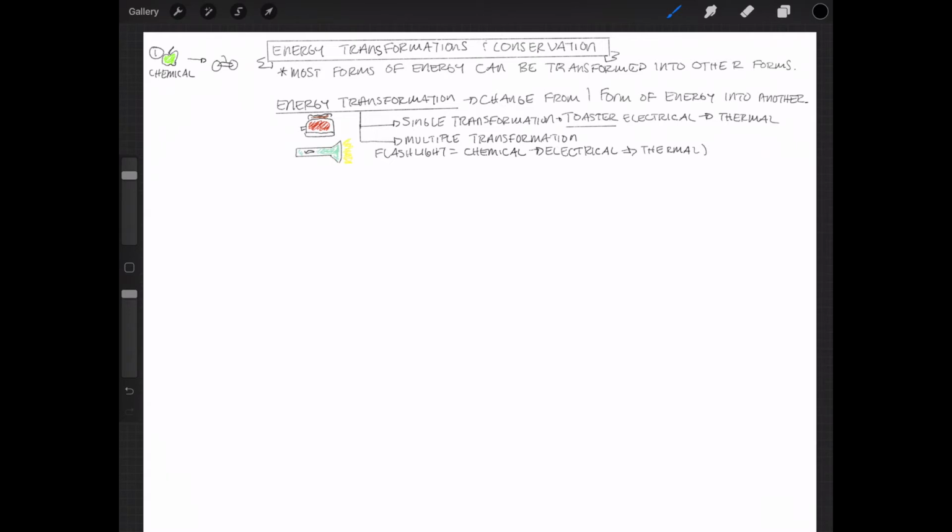And my body now, oh geez, there we go. I'm on a bike ride. I'm changing the chemical energy found in the apple to mechanical energy, and that's what makes my bike move. Right? Because my legs are pumping. I have the mechanical energy from the stored energy, the chemical energy in the apple. Now, is that a single transformation or a multiple transformation? Single transformation, right.